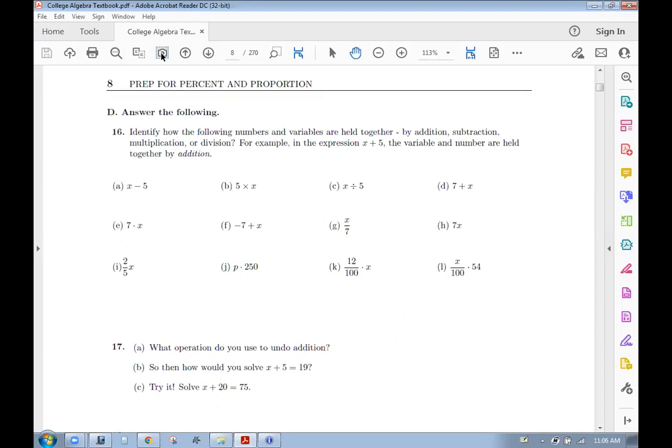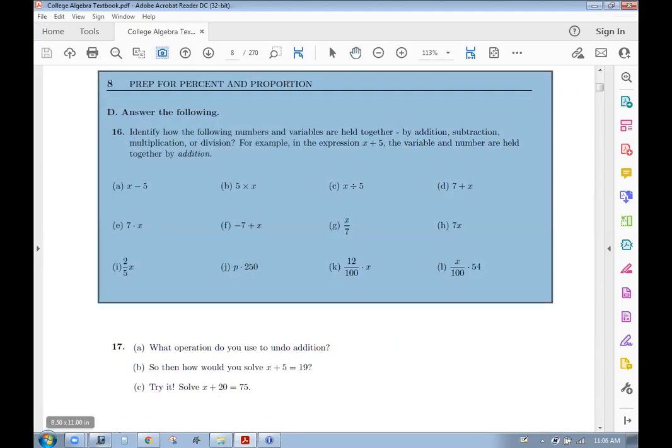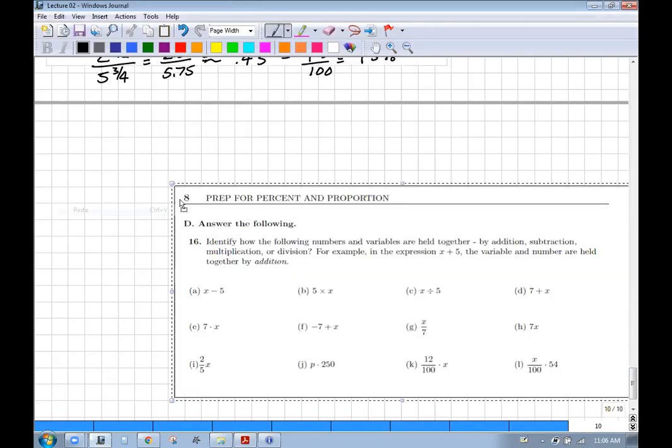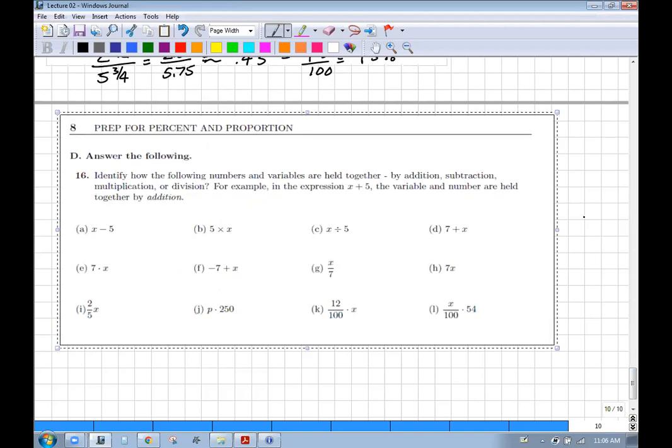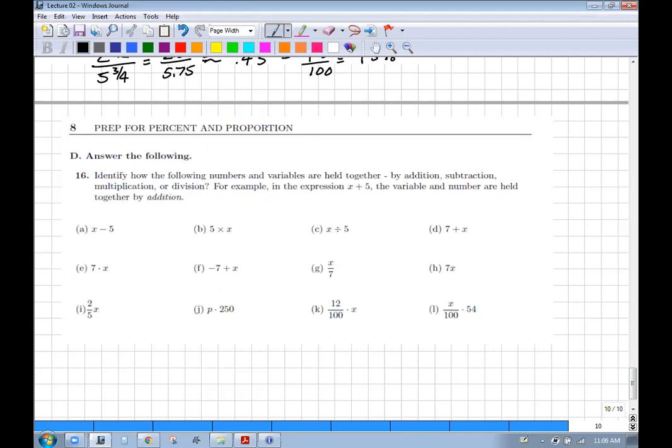Number 8. Prepping for percent and proportion. Identify how the following numbers and variables are held together by addition, subtraction, multiplication, or division. So here, X is a number, 5 is a number, held together by subtraction. Here we have multiplication.